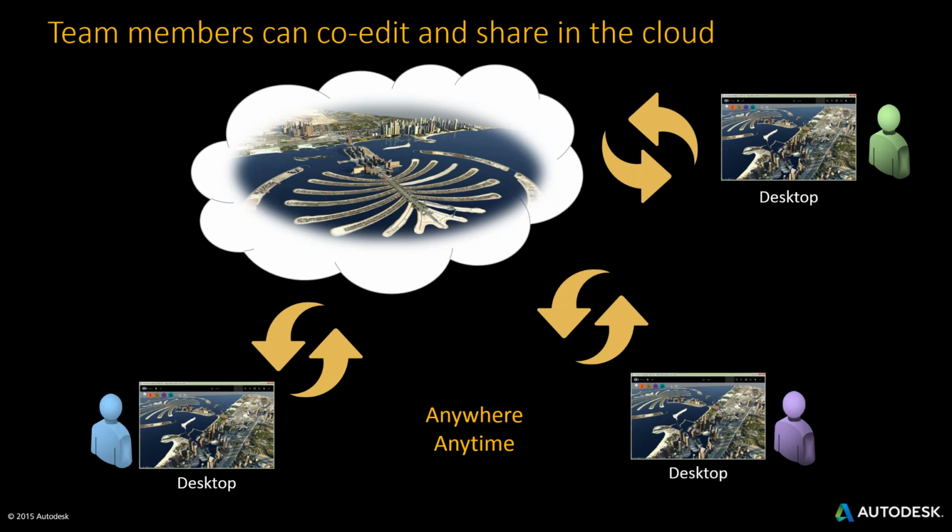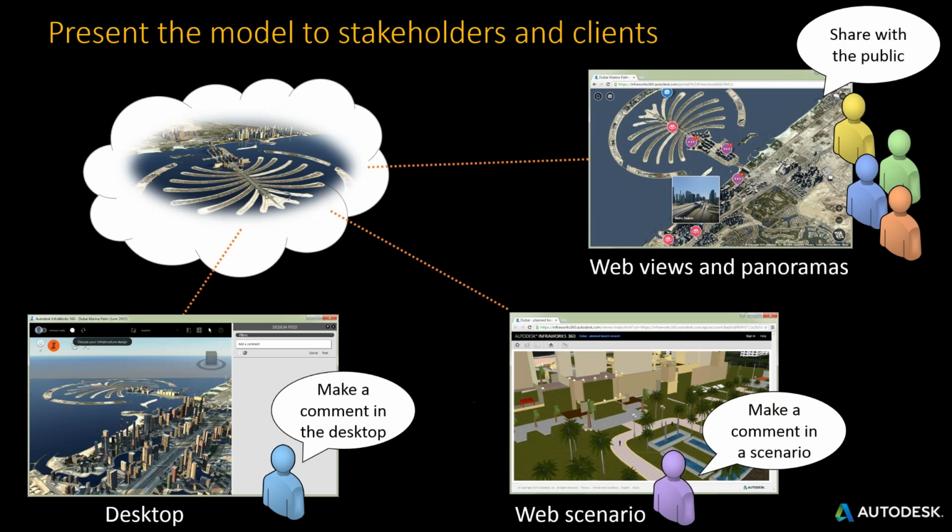So we'll talk about those workflows first, but there's another kind of collaboration that is done, to people maybe not in the design team, the engineering team, but stakeholders, clients, even the public. So the model is in the cloud, and there's ways to present it through web views and panoramas, through a browser. The public, even the public, can come and see featured parts of the model. Through a web scenario, again, you're using a web browser to view it. You can view it on an iPad as well.